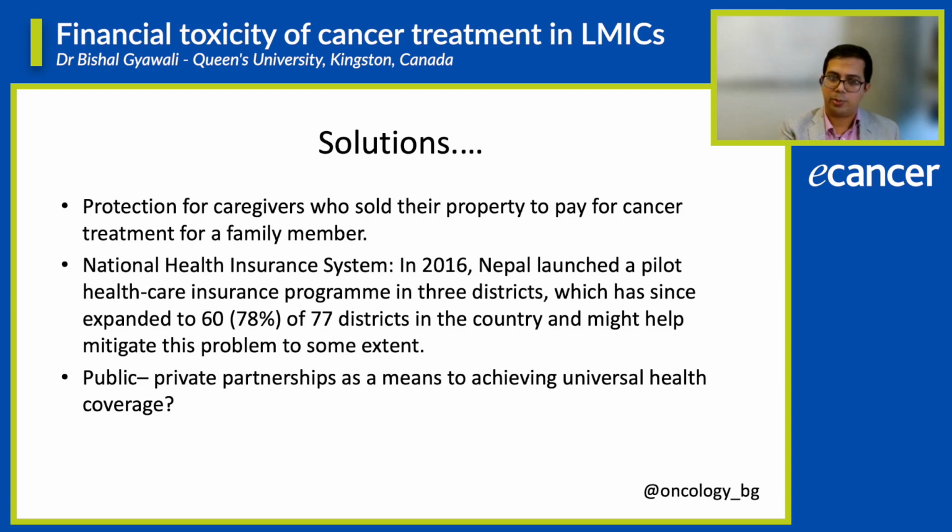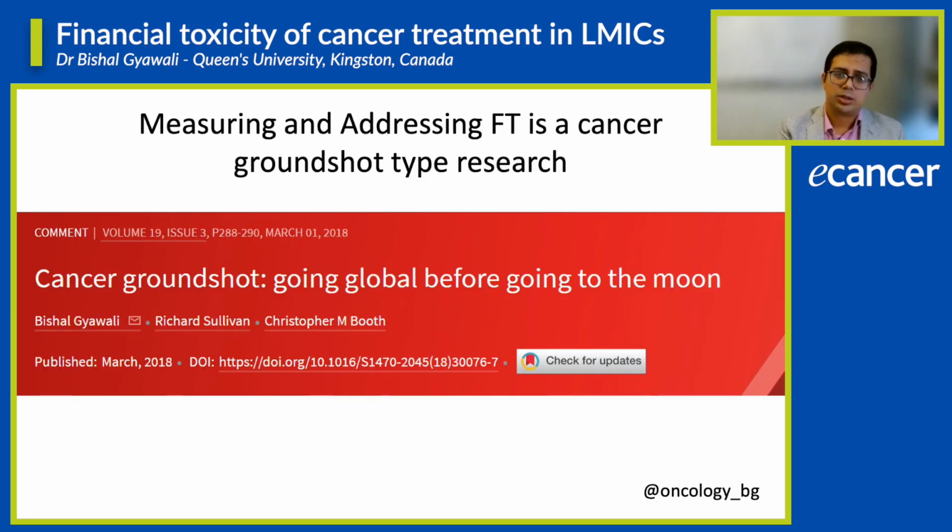And then there is the question of public-private partnerships to achieve universal health coverage. So measuring financial toxicity and addressing financial toxicity by doing such type of research is what I think is groundshot type research. You must have heard about cancer moonshot, which I strongly advocate for. In addition to cancer moonshot, we need to have research that is meaningful and applicable for our patients to improve access to treatments. And I think working on financial toxicity, thinking about how to measure it and how to solve this problem is a type of cancer groundshot research.